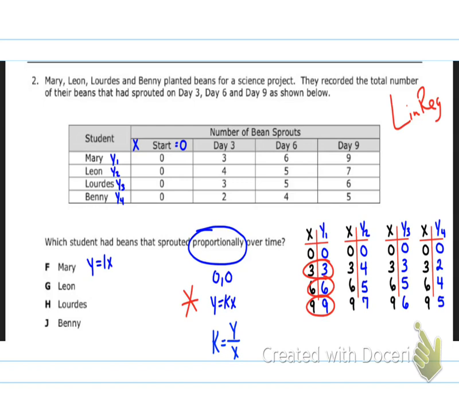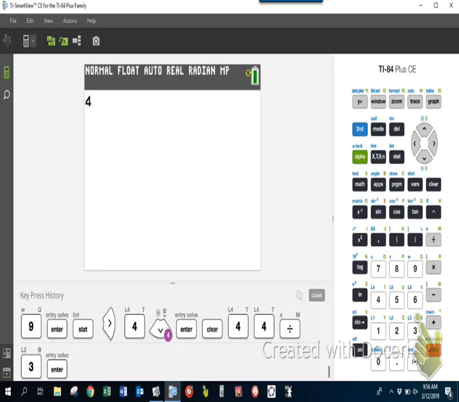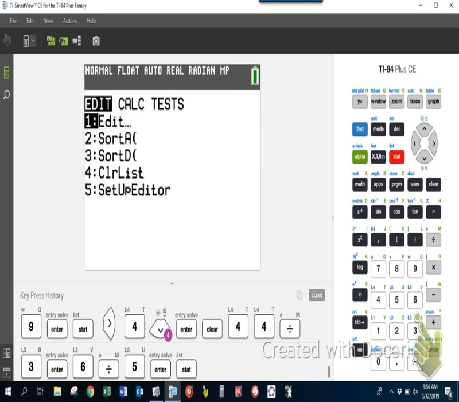Now, if I were to try example 2, notice what would happen here. What's 4 over 3? What's 6 over 5? Just check those. Notice that they're not even the same. These do not have a constant k, so I already know it's not going to work. I could check them that method, but let's say I go through my linear regression.